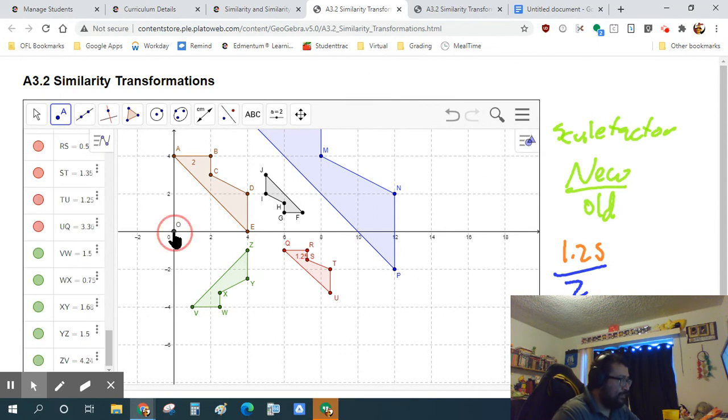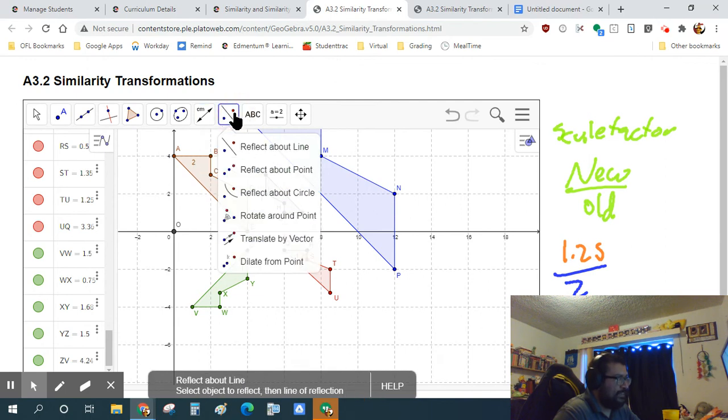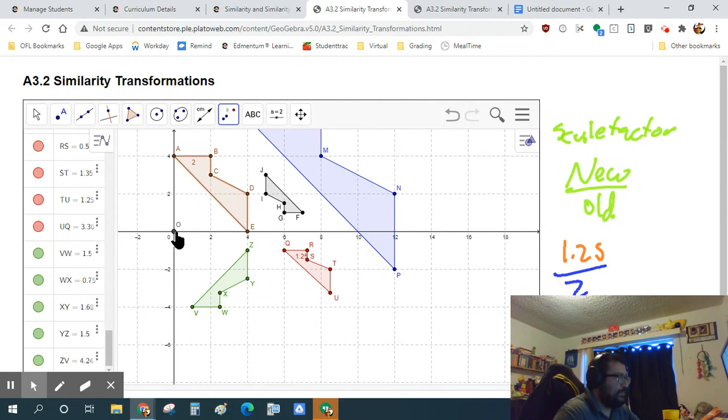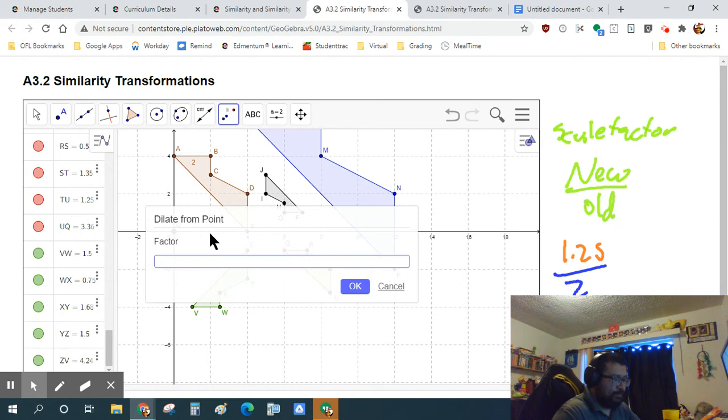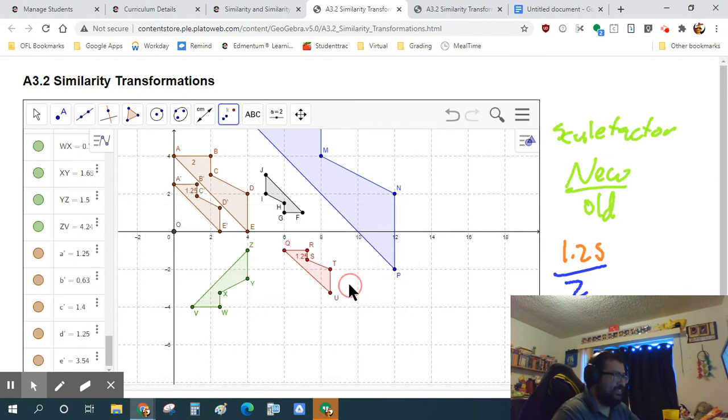When we do a scale factor on GeoGebra, it'll do all the calculating for us. So I'm going to start at the origin. I'm going to make this smaller by this factor I just made up here. So you don't even have to do algebra to figure this out. I'm going to dilate this shape from this point by a factor of 1.25 divided by 2. Make sure you have your divided by 2, otherwise you're going to end up making this bigger. And then I have this shape right here.